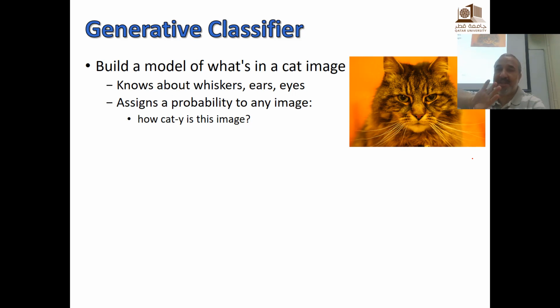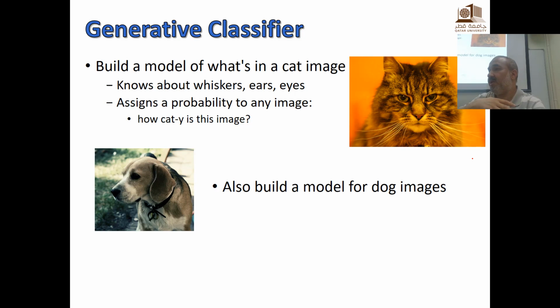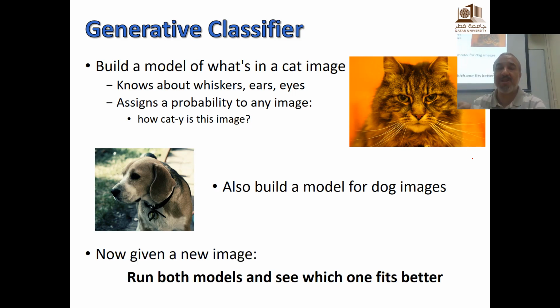Let's say that we built a model for cats. We also need to build a model for dogs, right? From the images of dogs, we build a model, and now when we get a new image, we run both models. We see what is the probability that this new image is generated by the cat model, and what is the probability that it is generated by the dog model. And of course, we will predict the one that has the highest probability or fits better. So that's the generative classifier.